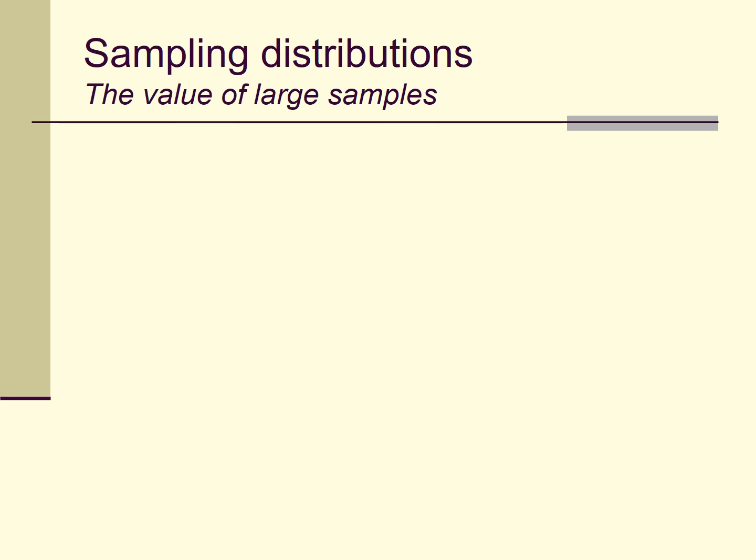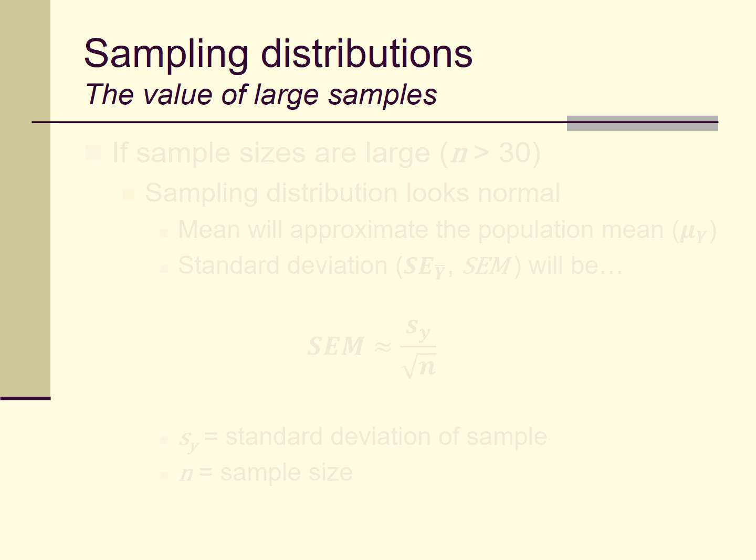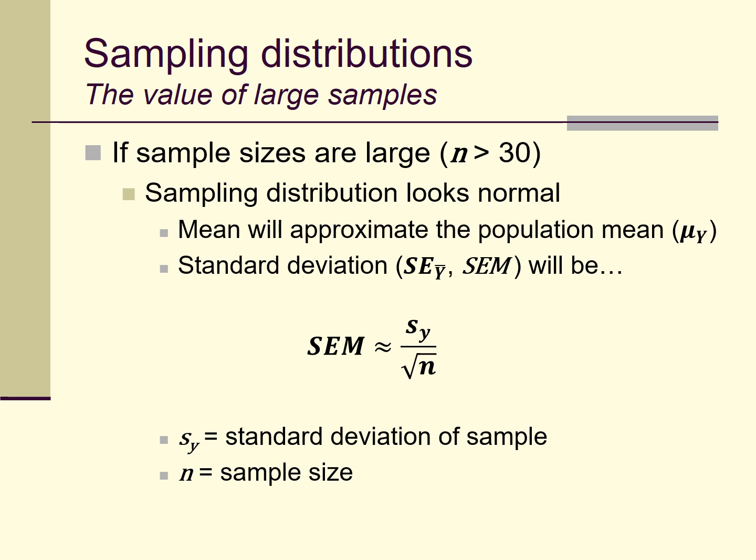Now, sampling distributions have interesting features, and one of them is that if the samples that were used to create those sampling distributions are themselves individually large. Now, large is a vague term, but in the world of psychology and the behavioral sciences, we typically think of a large sample as being greater than 30 participants or 30 observations. If those samples are large, then the sampling distribution will have a normal shape.